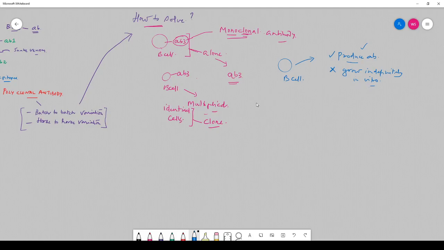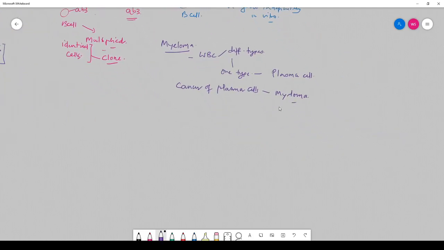At this time, people were studying myeloma. So what is myeloma? There are different types of WBCs. One type of WBC is a plasma cell. Cancer of the plasma cell is called myeloma. So people were studying myeloma and they found out the character of this cell.